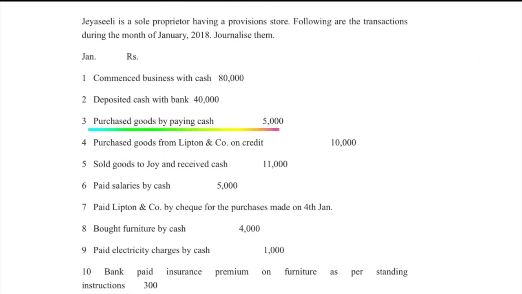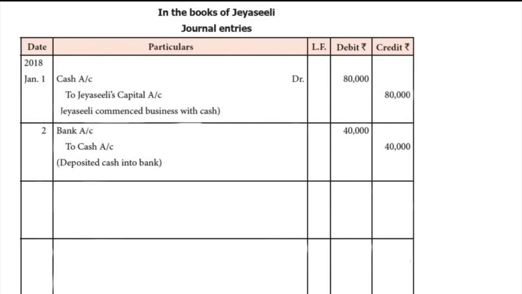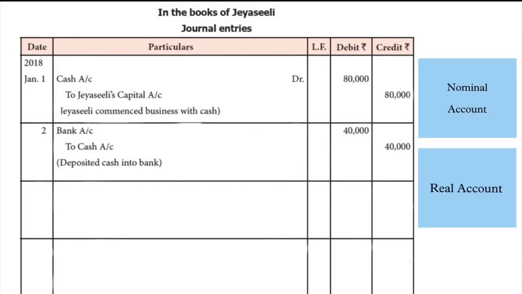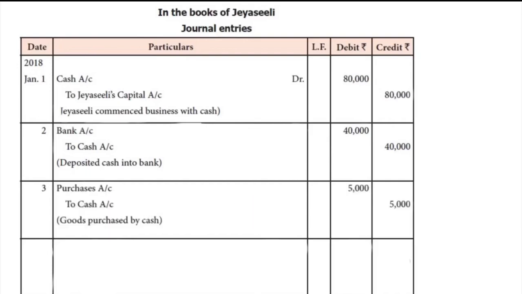The third transaction is that we purchased goods by paying cash 5,000. The accounts affected here are a nominal account and a real account, so we debit purchases and credit cash. Hence, the entry we pass is purchases account debit to cash account, being goods purchased by cash.